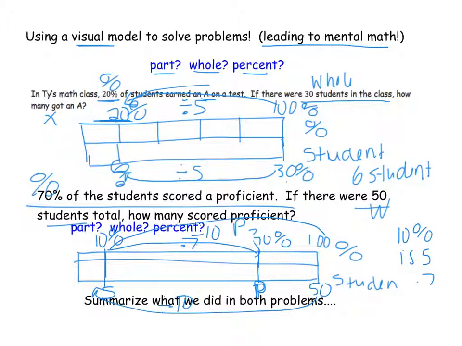So 35 is 70% of 50. So what did we do every time? We took our percent and we divided by something that would allow us to easily multiply to get to the correct percent.